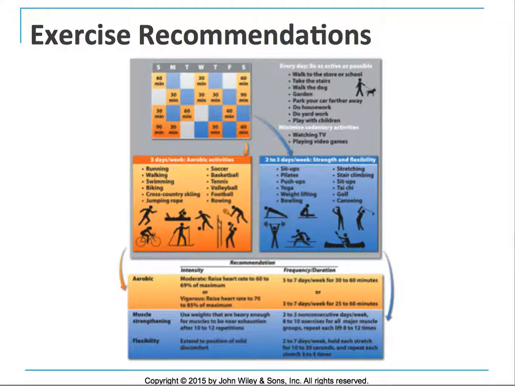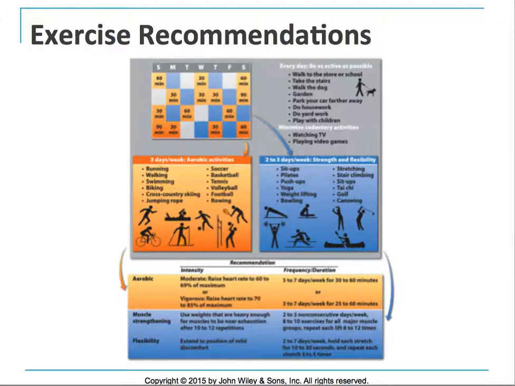Exercise recommendations. I know this probably appears pretty small for you, but it is taken right from your text, so feel free to check it out there. This graphic is showing a calendar up at the top, and it's showing you an example schedule for somebody who's working on integrating physical activity into their weekly schedule. You'll see the orange squares represent aerobic activities, and the blue squares represent strength and flexibility. There are also little icons and bulleted lists there of examples of what would be considered aerobic activities and strength and flexibility activities.